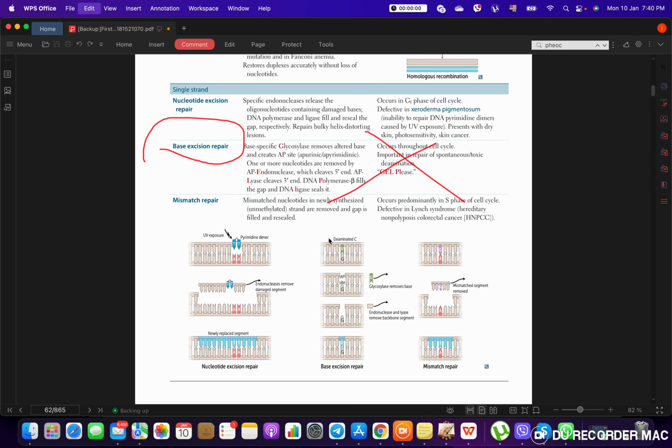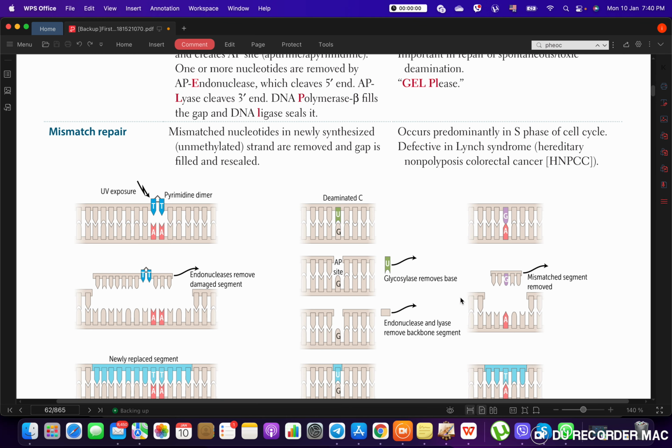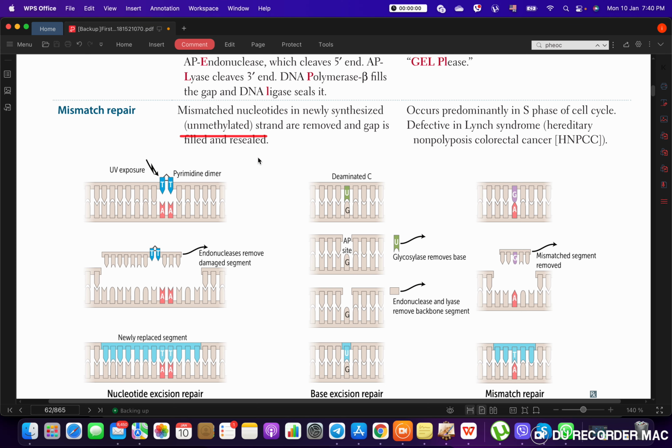Okay? So the last one is the mismatch repair. It's super important, not because it's important in itself, but because of the diseases it's related to. So mismatched nucleotides in a newly synthesized strand are removed and the gap is filled and resealed. Well, let's take a look. When we say it's unmethylated, it means it's working or not working, first of all. Unmethylated.